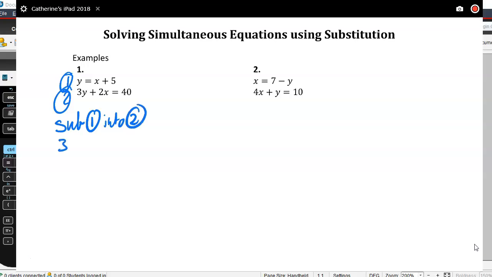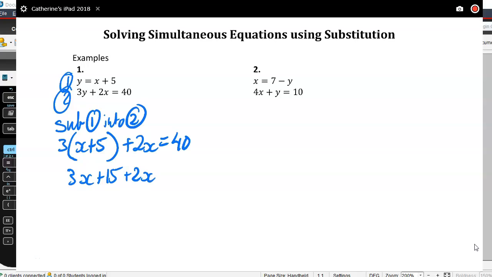Okay, so 3x plus 5, our value for y, plus 2x equals 40. So that's 3x plus 15 plus 2x equals 40. And so then I can find my like terms. And 40 minus 15 is 25. So x is equal to 5.